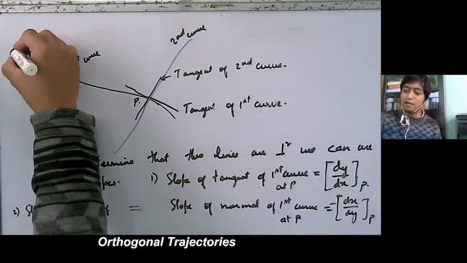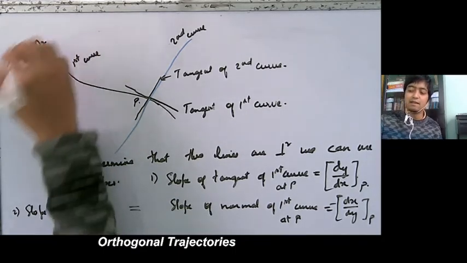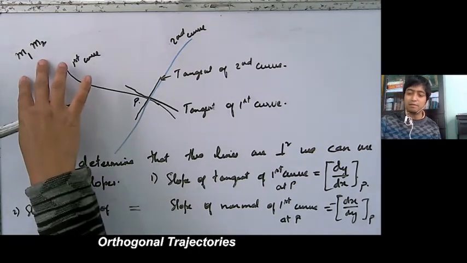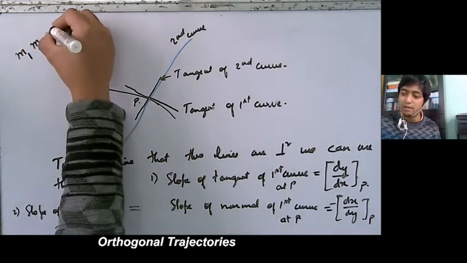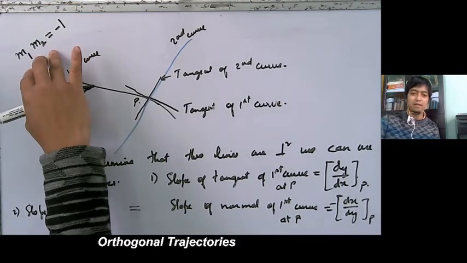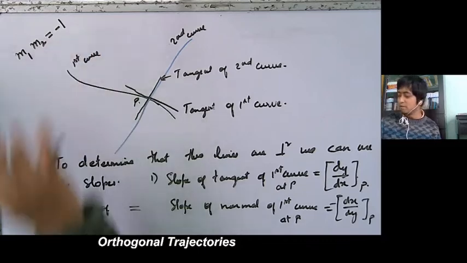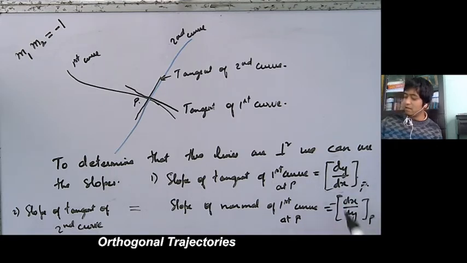If m1 is the slope of the first line and m2 is the slope of the second line, and the two lines are perpendicular, then the product of the slopes will be minus 1. So that is exactly what we are having over here. Multiply the slope by the other one, and you will get minus 1. I hope you can see that.